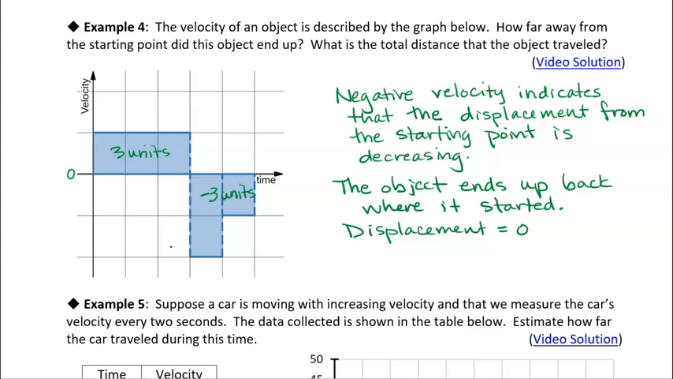Now, if you were to maybe go for a run, you leave your house, you run 3 miles out and 3 miles back, right? Now you're back to where you started, so your displacement is 0, but you covered some distance, right? You ran 6 miles, right? So it's the same thing here. We covered 6 units of distance, so the object traveled 6 units of distance.